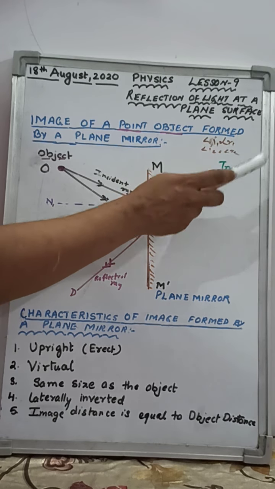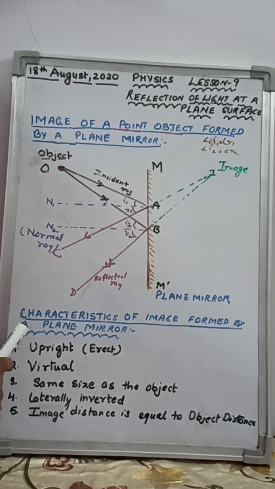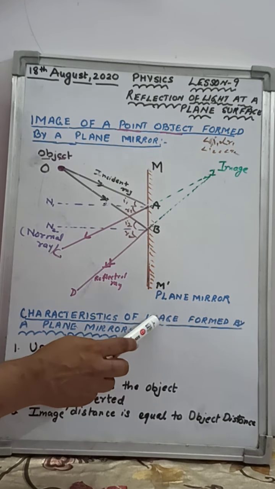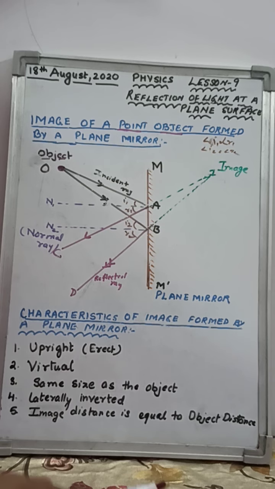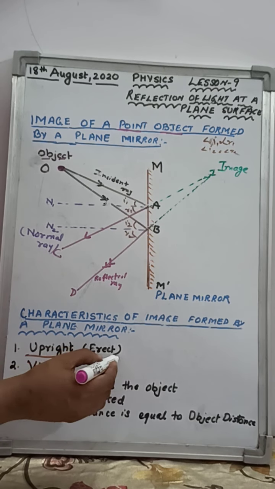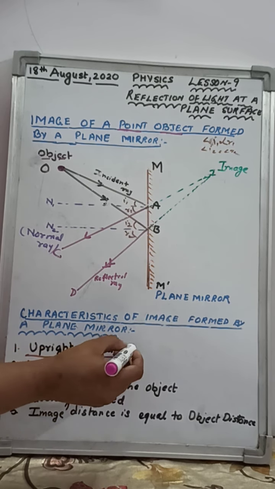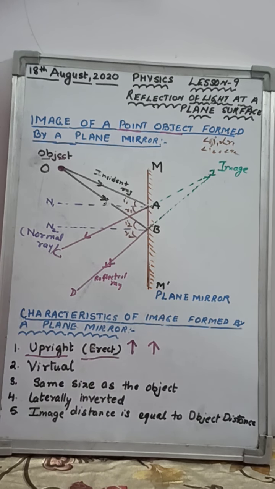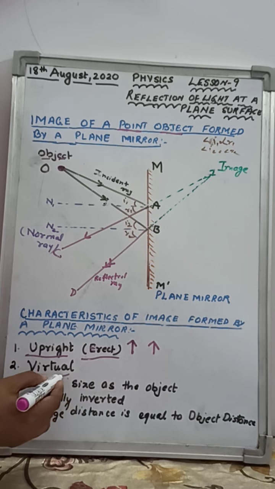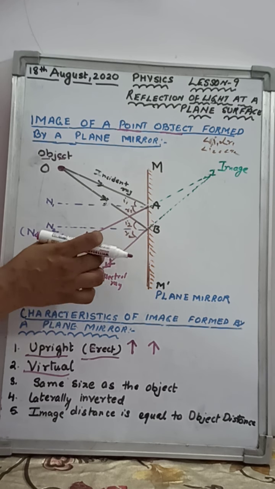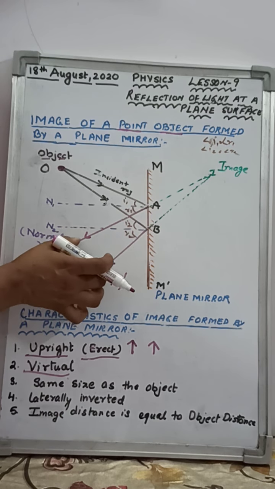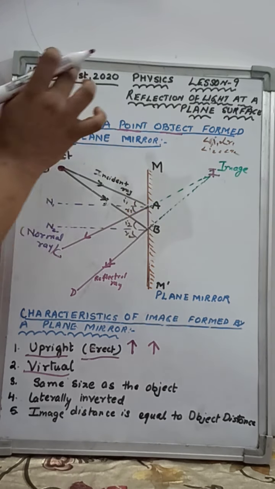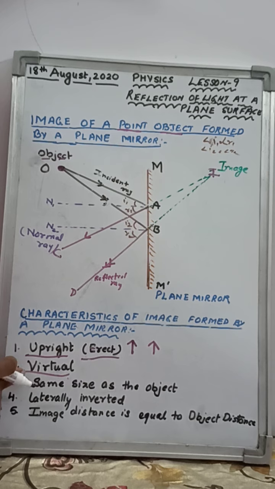Let's see what the characteristics of this image are. So, characteristics of the image formed by a plane mirror. Which kind of image is this? The image is upright, erect. Clear? If the object is this way, the image will also be erect, upright. Virtual, because the rays are not actually meeting. If you produce them, they appear to meet at point I. So it is a virtual image.